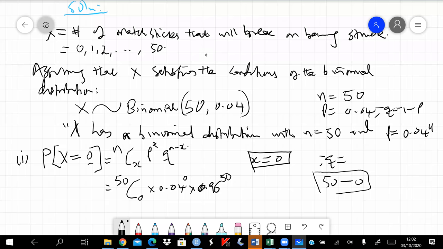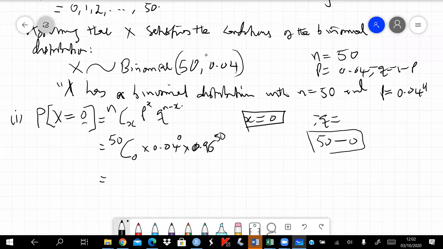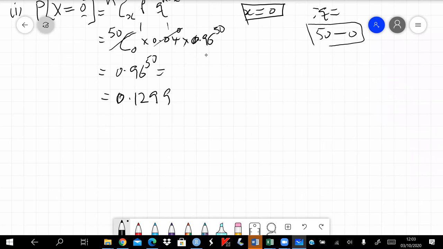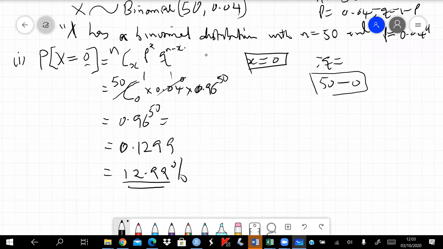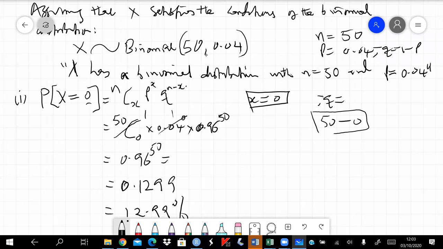Let's simplify this. Using your calculator, you can obtain 50 choose zero, which is one. Anything raised to the power zero is one, so the answer is just 0.96 to the power 50. I prefer you keep four decimals, because sometimes you want to report this as a percentage. That's 12.99%, or round off to 13% chance that you will get zero breakages, that none of the matchsticks will break.